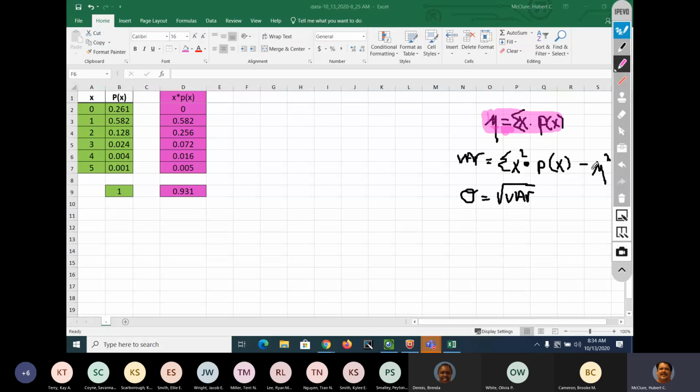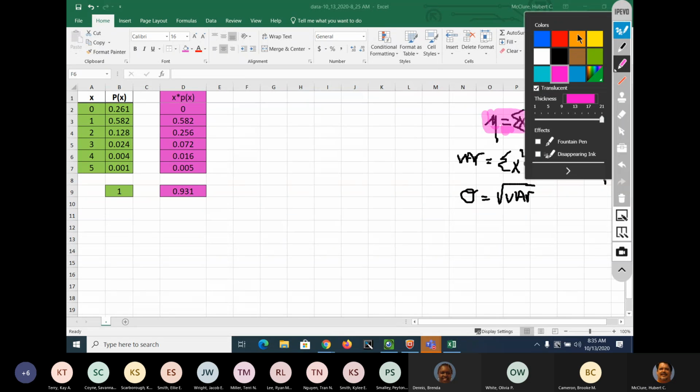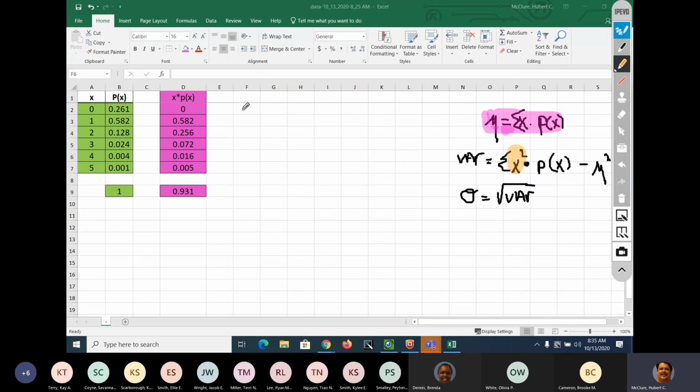But in the variation formula, in this formula right there, there's three things. The sum, x squared. We don't have x squared. So I've got to make a new column, and I'm going to highlight it orange. We've got to get this before we can do anything with this formula. So I'm going to go over here and find x squared, which you really don't have to do in an Excel spreadsheet. Everybody can find x squared. You just do it in your head. Okay, what's 0 squared? 0. What's 1 squared? 1. And so on. So I'm going to copy that down.